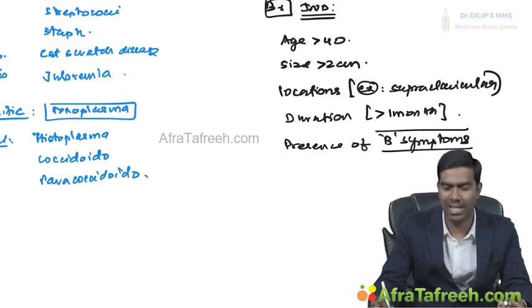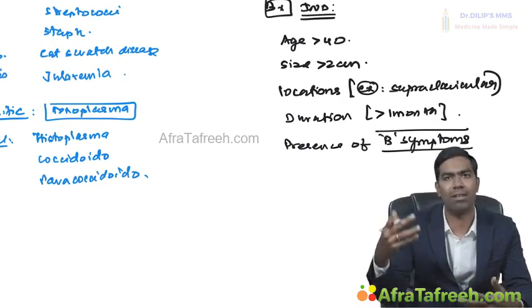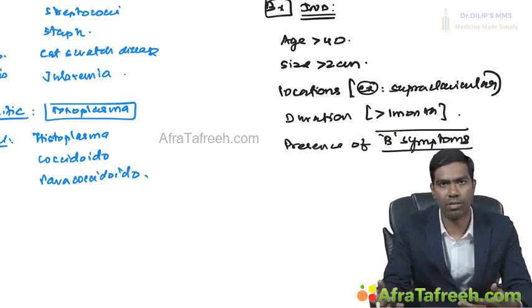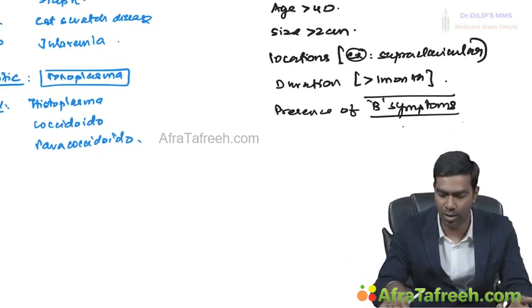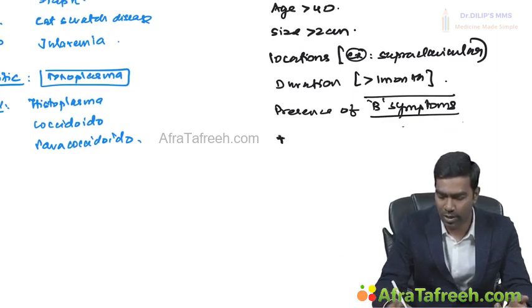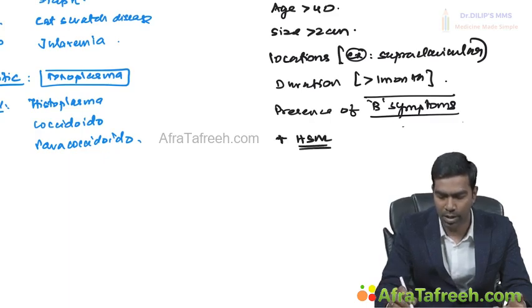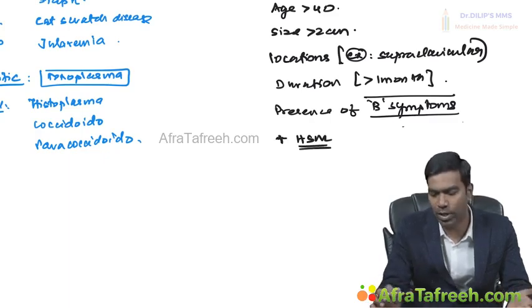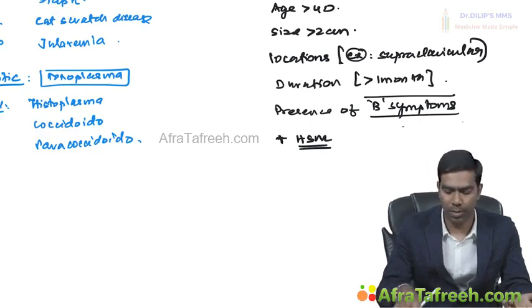B symptoms are the classic. You can imagine like TB symptoms, where you have fever, night sweats, weight loss. These are the things that contribute to the B symptoms. Presence of B symptoms, definitely have to do the biopsy. And associated hepatosplenomegaly, HSM. All these things are absolute indications for doing biopsy.